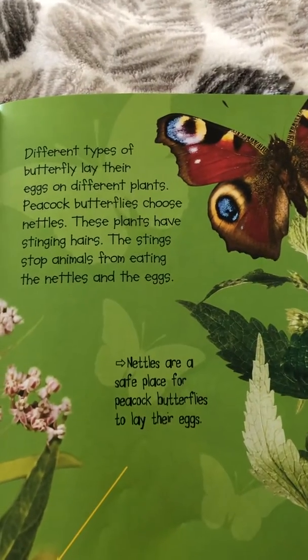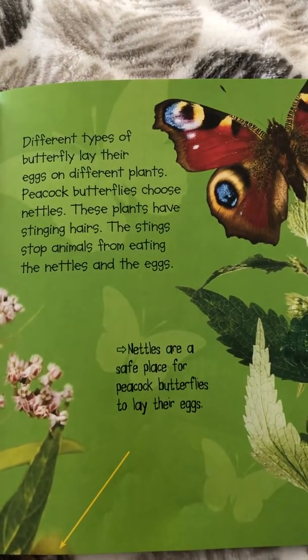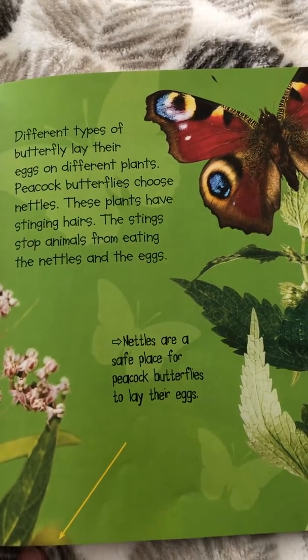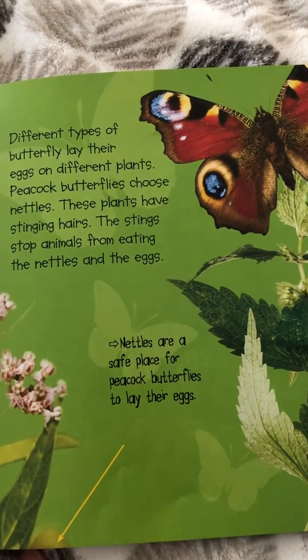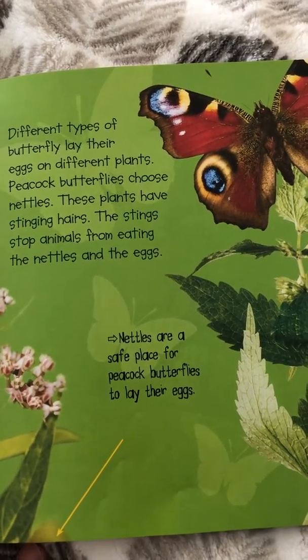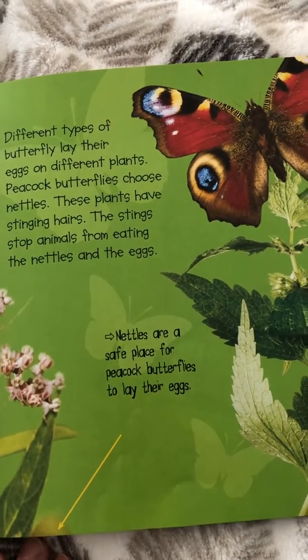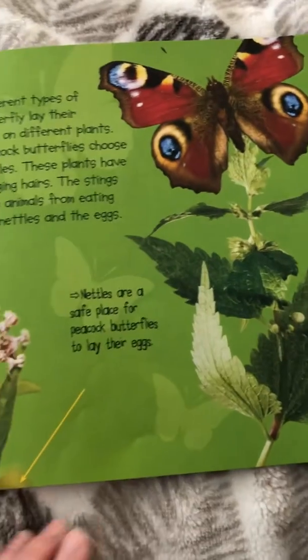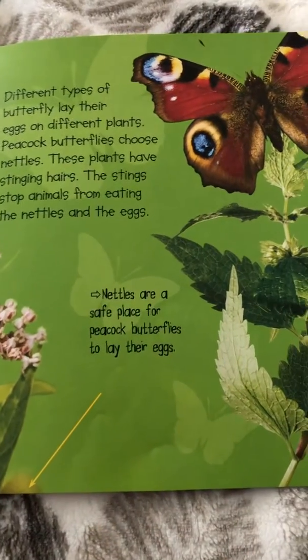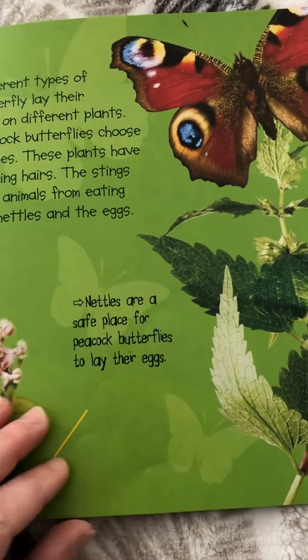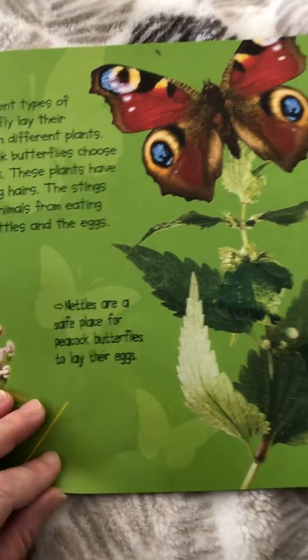Different types of butterflies lay their eggs on different plants. Peacock butterflies choose nettles. These plants have stinging hairs. The stings stop animals from eating the nettles and the eggs. So they're kind of pokey. Nettles are a safe place for a peacock butterfly to lay their eggs.